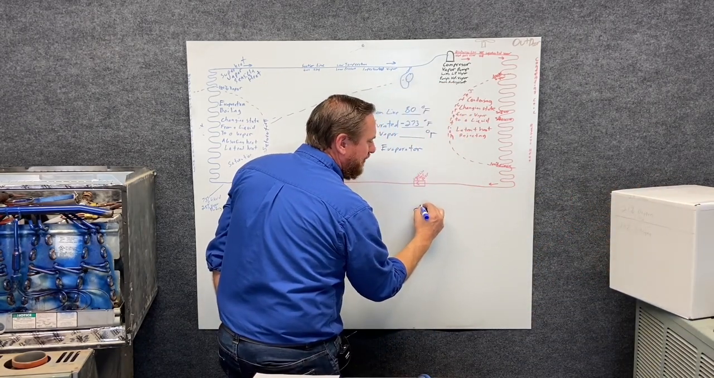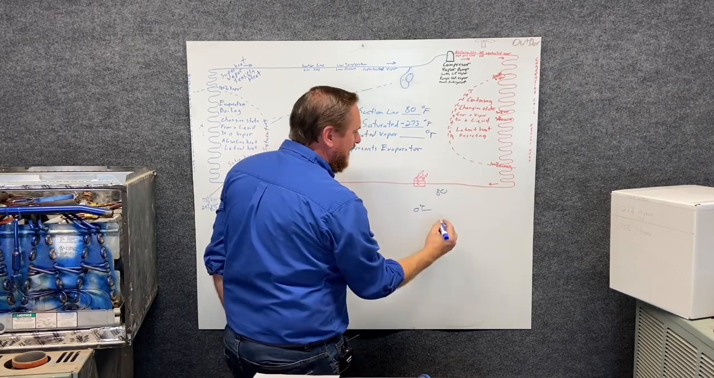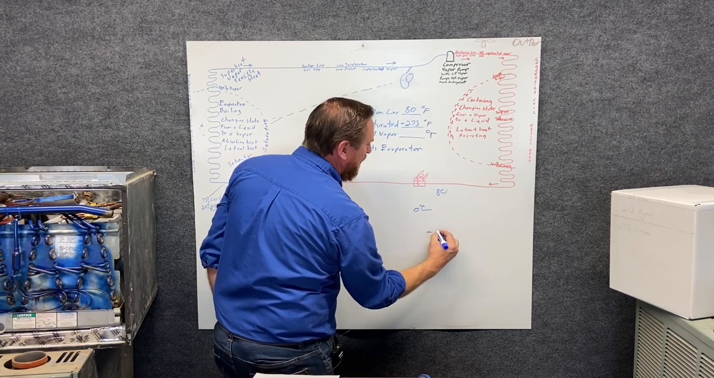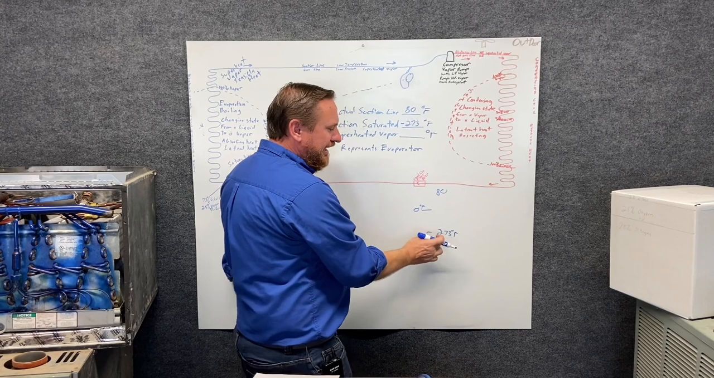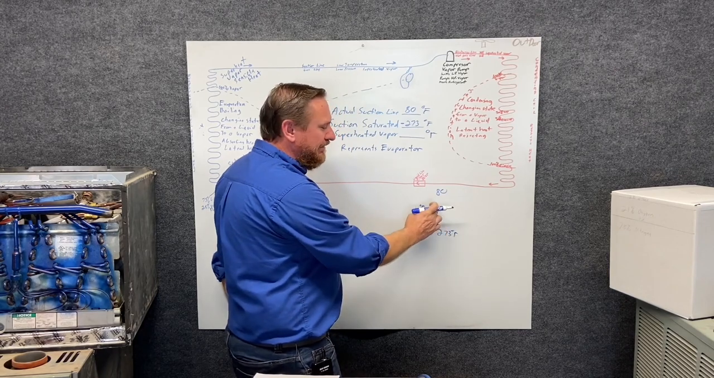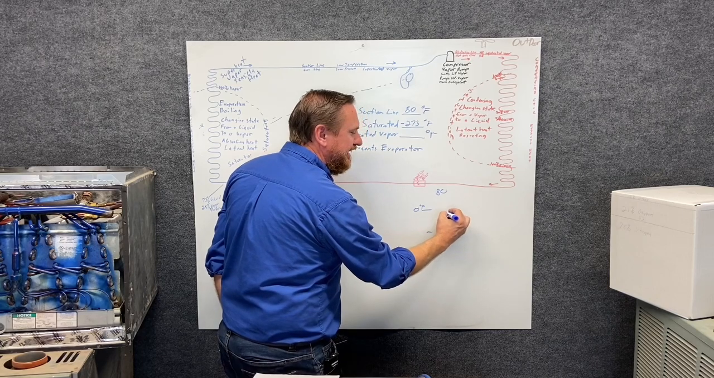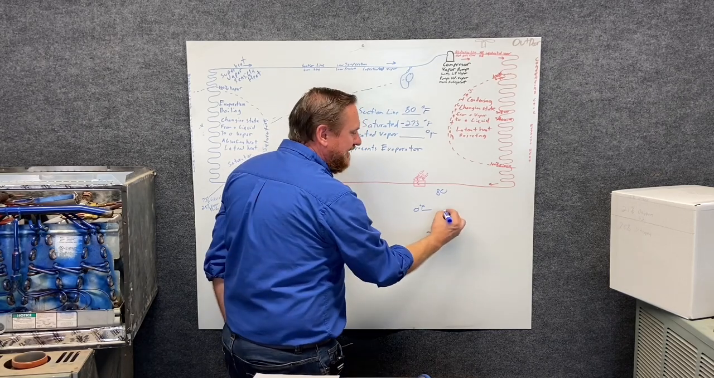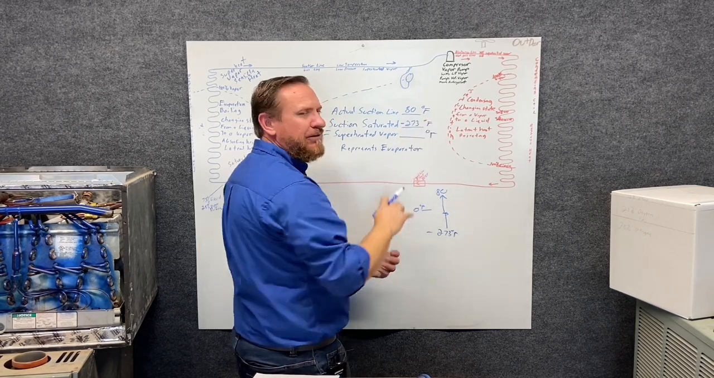Here's my 0 degrees Fahrenheit point. We're at 80 degrees, that's above zero, and this oxygen is boiling at negative 273 degrees Fahrenheit. So to get from negative 273 to zero, we have to add 273 degrees of heat to get to this point. Now we're going to add an additional 80 to get to this point. So we're simply going to add 273 to 80.